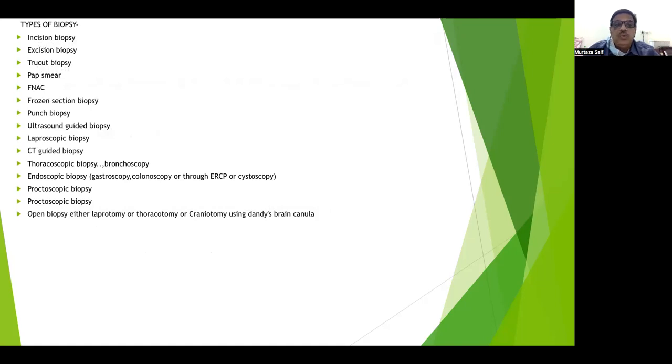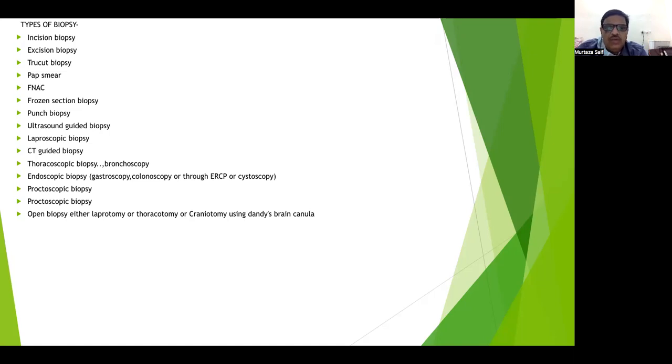Types of biopsies, I have already told you. There are different types like incision biopsy, excision biopsy, true-cut biopsy, Pap smear, FNAC. FNAC, fine needle aspiration cytology, is very important; you have done it frequently. Frozen section is done during operation. Punch biopsy we also take. Ultrasonographic biopsy, laparoscopic biopsy, CT guided biopsy, thoracoscopic biopsy, bronchoscopy are also very important. Endoscopic biopsy like gastroscopy, colonoscopy, or through ERCP we also do.